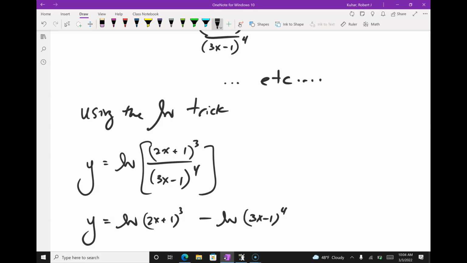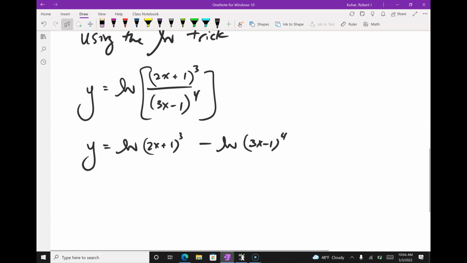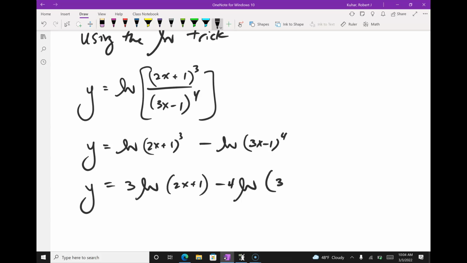Those exponents inside become coefficients. So now I have 3 times the ln of 2x plus 1 minus 4 times the ln of 3x minus 1. Yes, you remember this from pre-cal? All those properties of logs? Good.